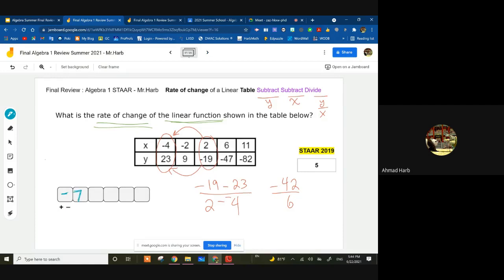Now, it should work if you pick any 2 points. So try this one. Let's say this one and this one. So let's say negative 82 minus 9.